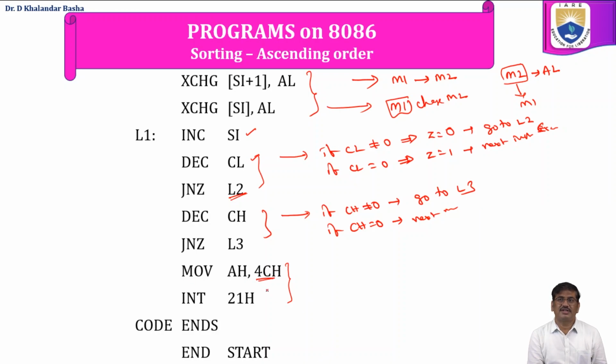So MOV AH, 4CH, INT 21H. Then we will end the code segment by using the END directive, proceed with code, and we will end the program with the directive END. The program is started with the start label. So this is the program for ascending order.